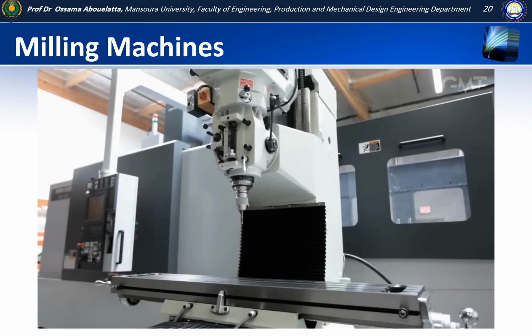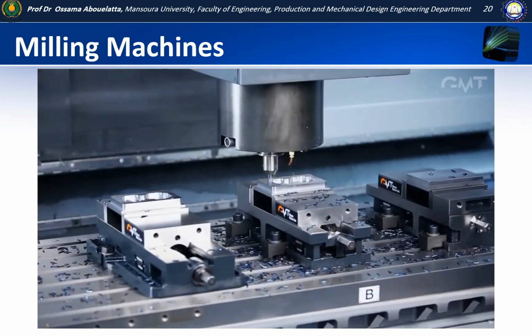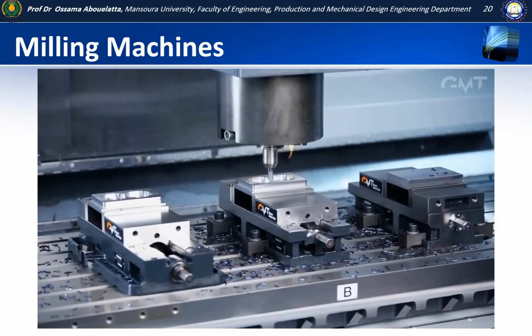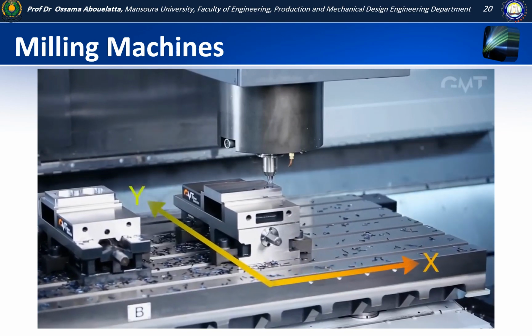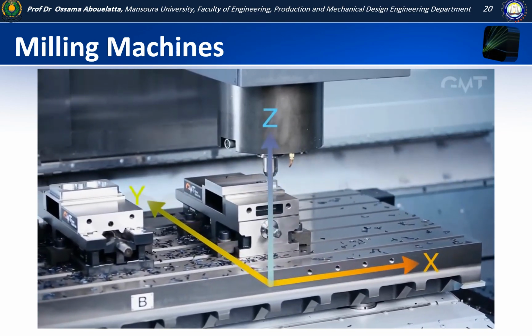A milling machine is a machine tool with a rotating cutter, typically used to shape, slot, and drill solid metal workpieces. Most machines have three axes of movement, X, Y, and Z, the same as those of the Cartesian coordinate system.